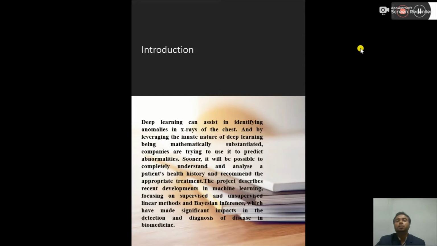Introduction. Deep learning is going to be used in every sphere of our life. For example, deep learning can assist in identifying anomalies in X-ray of the chest, by leveraging the innate nature of deep learning being mathematically substantiated. Companies are trying to use it to predict abnormalities. Sooner it will be possible to completely understand and analyze a patient's health history and recommend the appropriate treatment. This project describes recent development in medical learning.